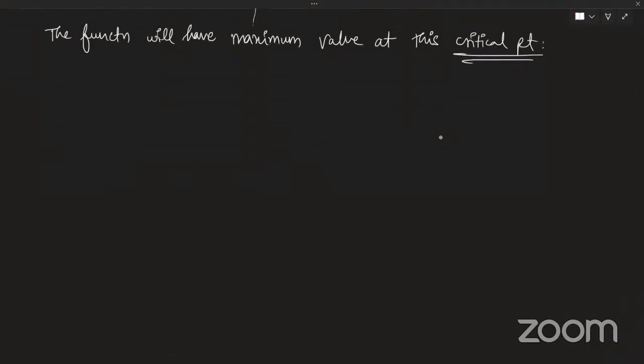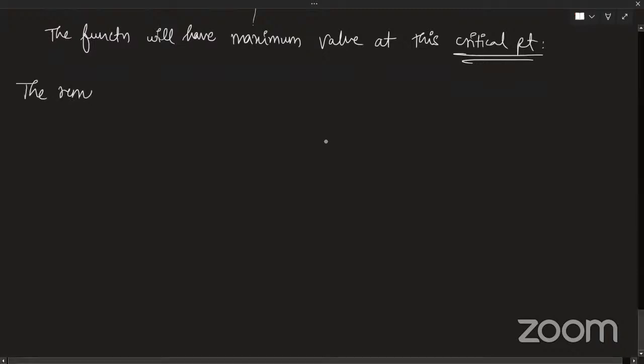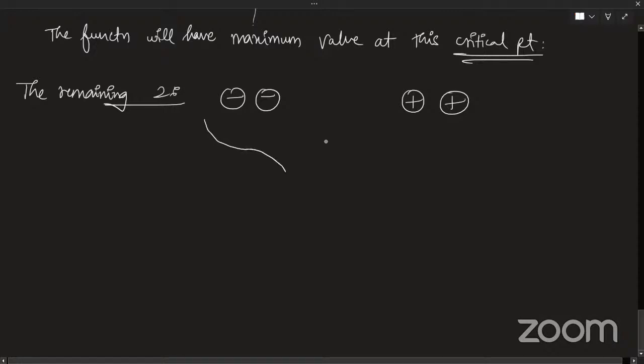So the remaining two, that means minus minus and plus plus. If I try to evaluate it, what is happening is, see, first also this function was decreasing. After this also the function is decreasing. Only there is one point coming where its slope is parallel. मतलब पहले भी function नीचे ही जा रहा था, बाद में भी नीचे ही जा रहा है. कोई फर्क नहीं पड़ा.